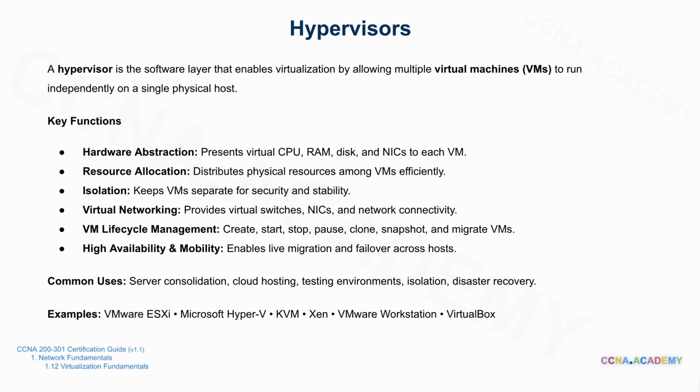A hypervisor is the core component that makes virtualization possible. It sits directly on the hardware or on top of a host operating system, and it creates and manages virtual machines. It allocates CPU, memory, storage, and network resources to each VM and ensures that each one remains isolated from the others. The hypervisor also gives you features like snapshots, cloning, and live migration. Essentially, the hypervisor is responsible for coordinating all of the virtual hardware and keeping your environment stable and efficient.